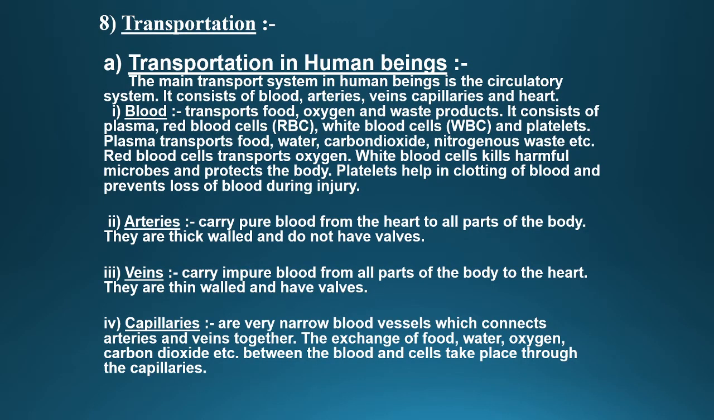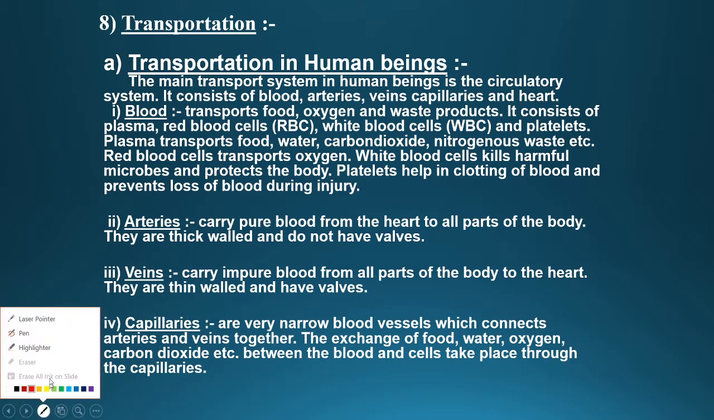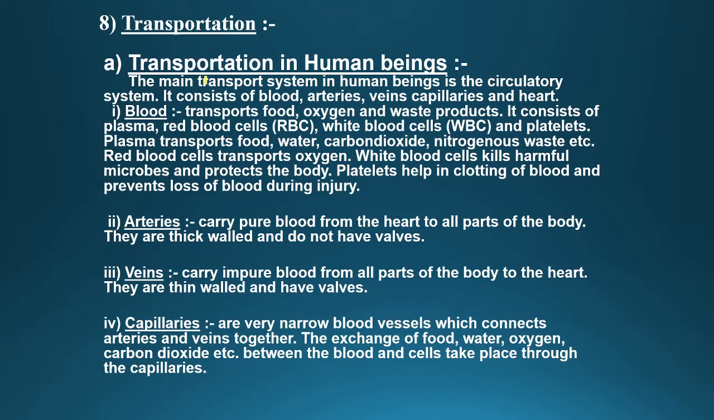Next, coming to transportation, the first part of it. Let me just take the highlighter. So the main transport system in human beings is the circulatory system. You might have learned this in the eighth or seventh grade. It mainly consists of blood, arteries, veins, capillaries, and the heart, which is the main one. Let's talk about the first one, which is blood. This blood transports food, oxygen, and waste products throughout the body in the circulatory system.